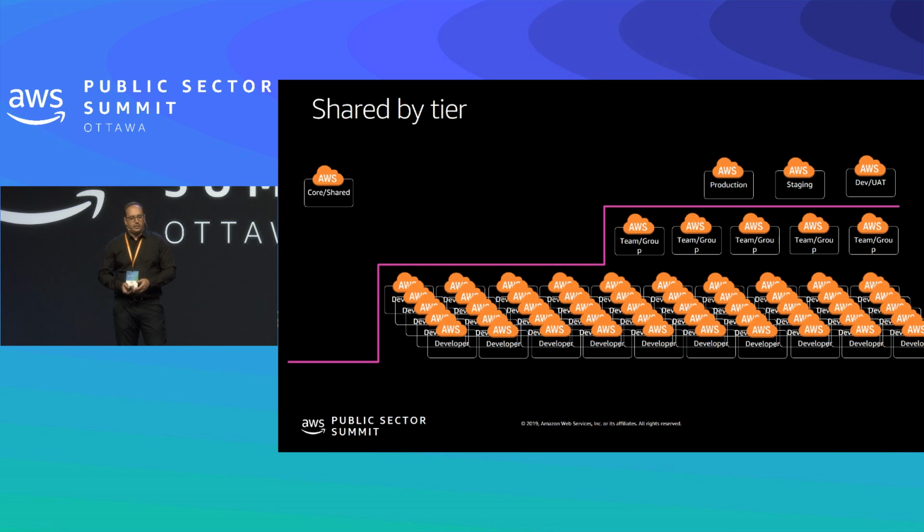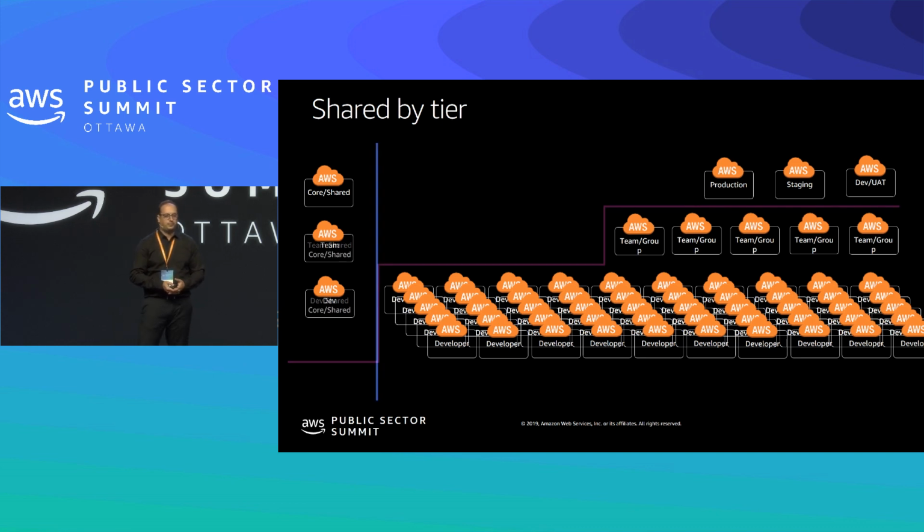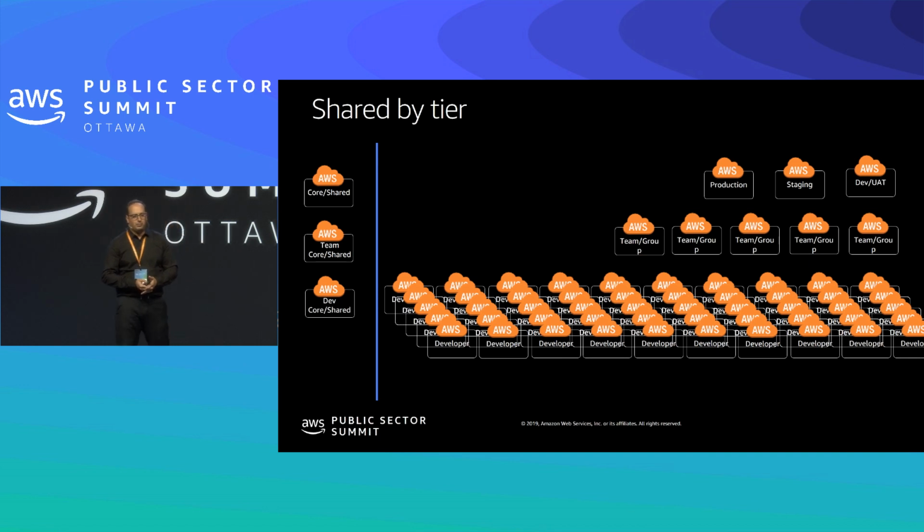We can share it by tier. So right now you can see the screen here. On the left-hand side, we'll add a team shared and a dev shared. So we're isolating and changing the isolation levels for each one. Drawing the line, Bob now realizes that the things he's most interested in are those core shared dev services, and the line of responsibility shifts.